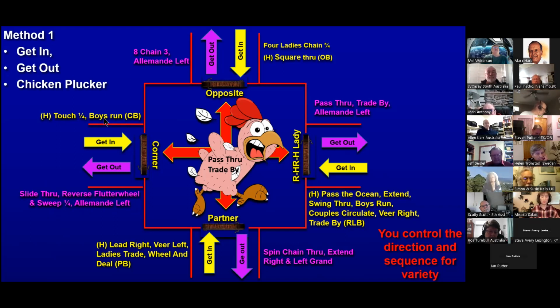I've got a chicken plucker. I can do a get-in, I can do a chicken plucker. I can call my zero module, swing through, boys run, Ferris wheel, centers pass through. I can call pass through, trade by, get me back out, and do my get-out. I can get into this box, I can get into this box, I can get into this box, and the technique works exactly the same, going back and forth across the boxes.